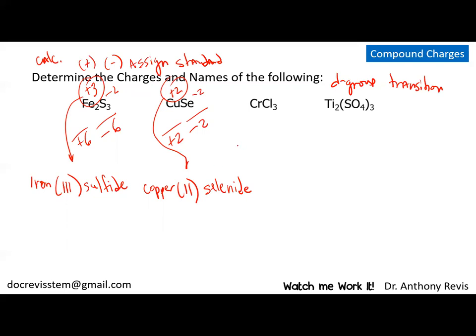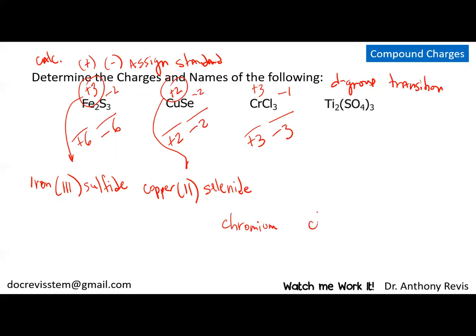Copper 2 selenide. In this case, if I told you the standard is minus 3, so this would be minus 3. Therefore, this must be electrically neutral. So plus 3, 1 chromium. Therefore, it stands alone by itself. So this will be named by the base, chromium.